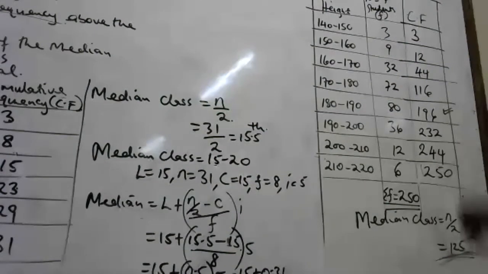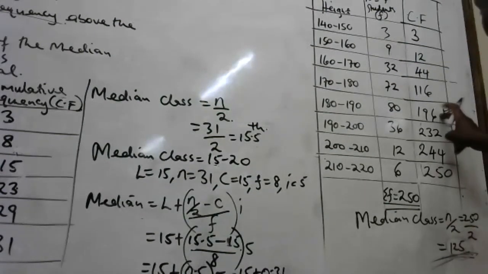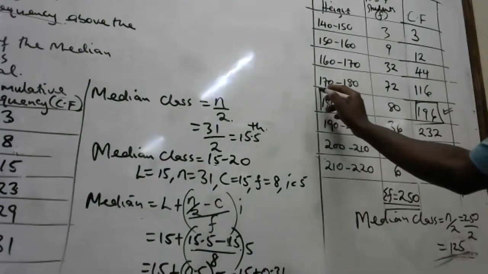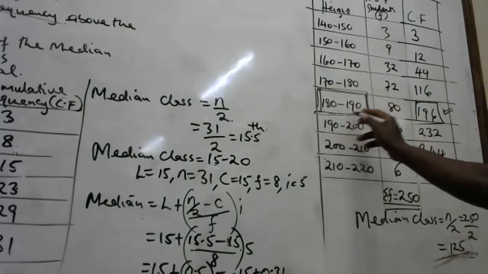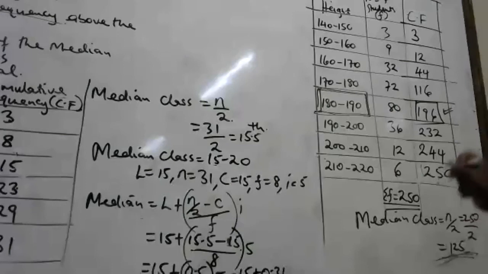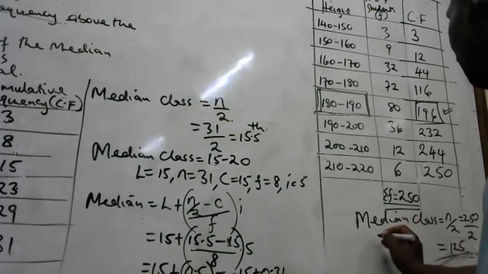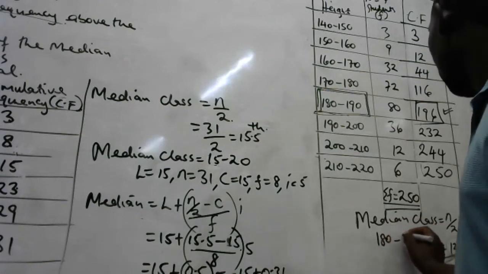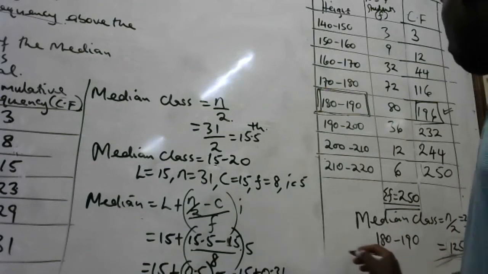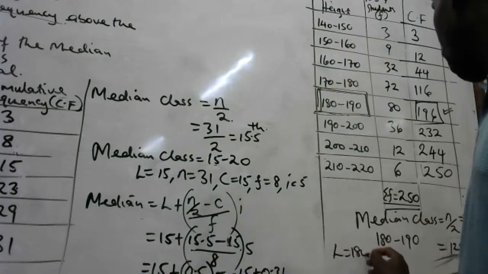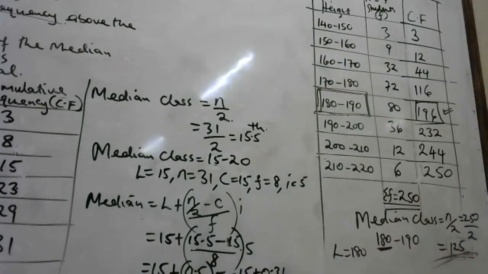So we take 196. If the student number 125 is going to be among these 196, then this is going to be our median class, the class where that student belongs. If you find the median class is the class from 180 to 190, then automatically your R is 180, the lower limit of that class.